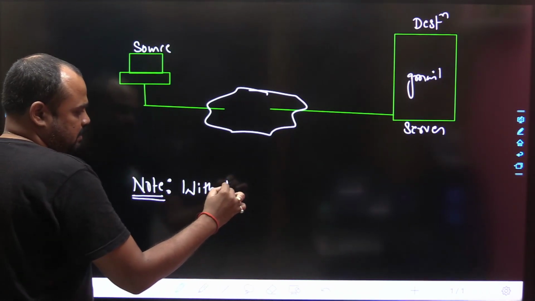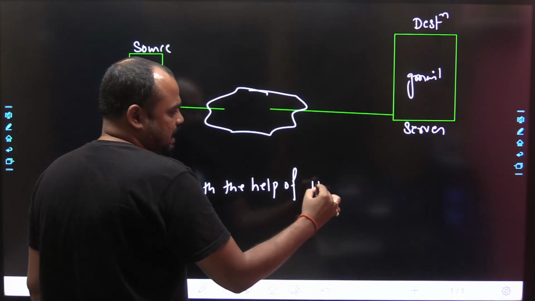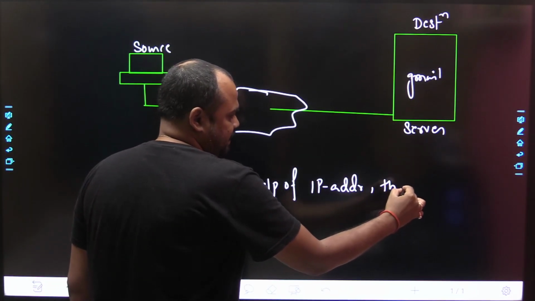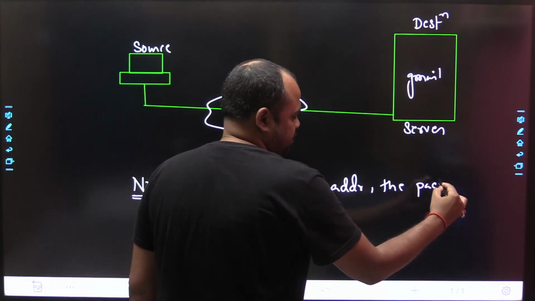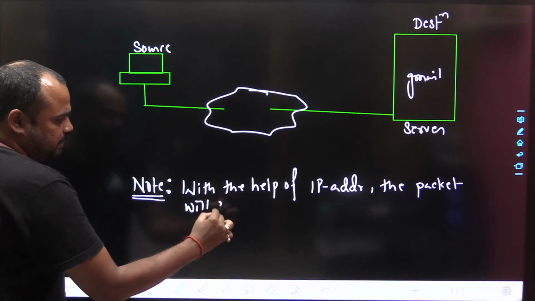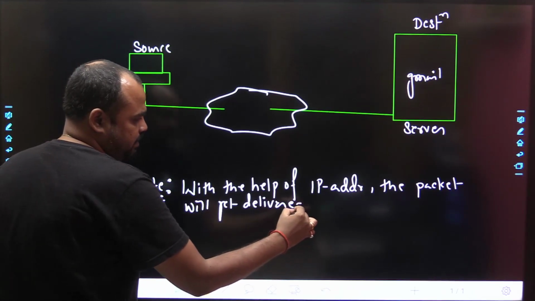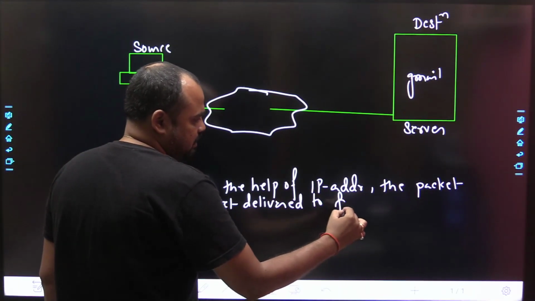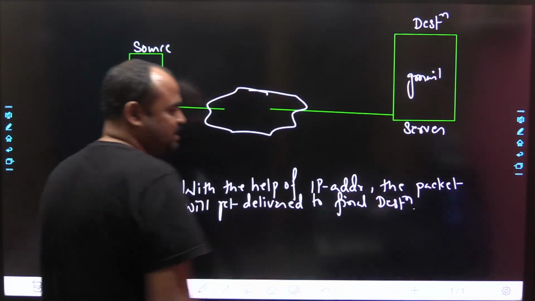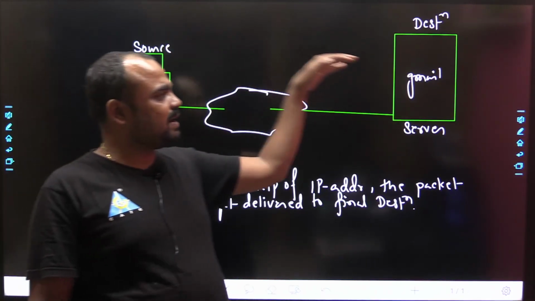with the help of IP address, the packet will get delivered to the final destination. Yes or no? So with the help of IP address, what is happening? The packet will get delivered to the final destination.